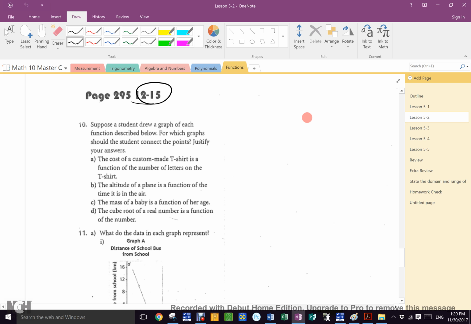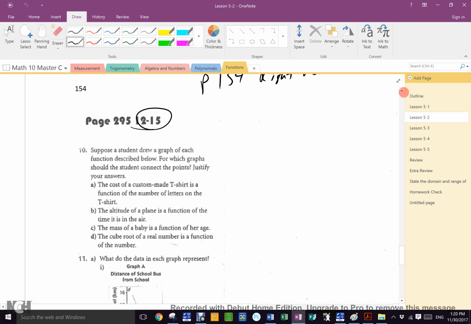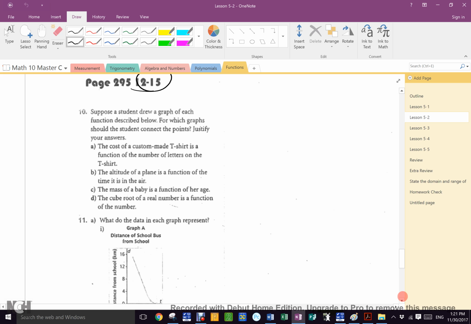So, any questions about, for you guys, page 154, but if you're following along in your outline, it's page 295, even though it's not 12 to 15, it's 10 to 11. Any questions? Now, of course, you have the answers available to you, which means all you're doing is asking me, hey, Mr. Myers, why is that answer blah? Any questions about it?